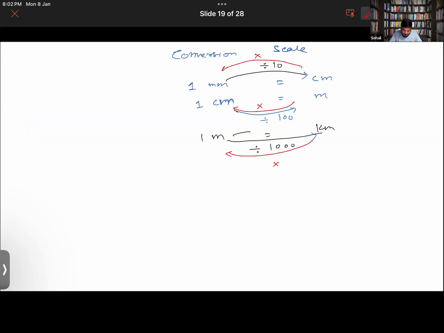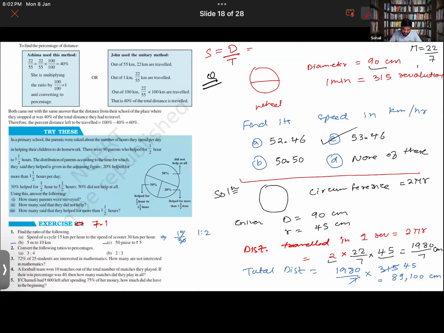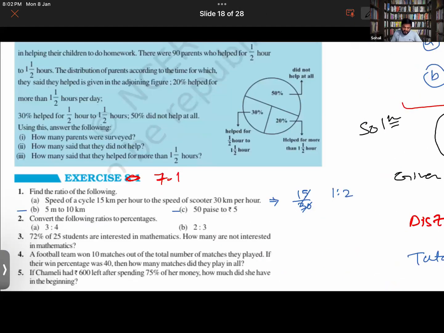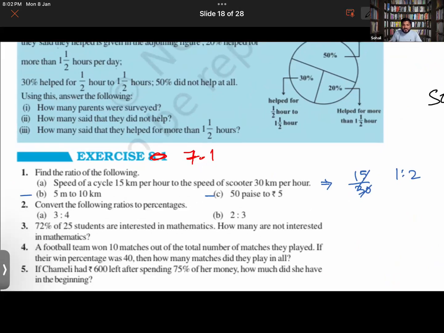Okay, back to the question. See, in question number B, what is being said? 5 meters there and 10 kilometers there. It's easy to convert the bigger unit into smaller unit, बड़े unit को smaller unit में convert करना comparatively easy होता है, so that's what we'll be doing. So it would be 5 meter to... Sir, it should be 1:1000. Again you are making the same mistake.